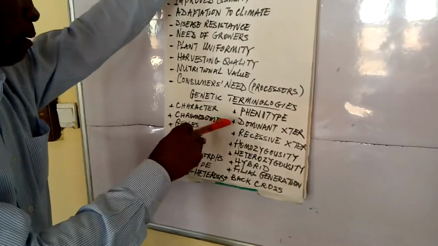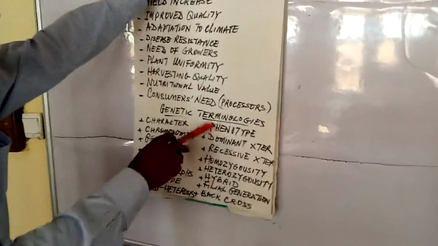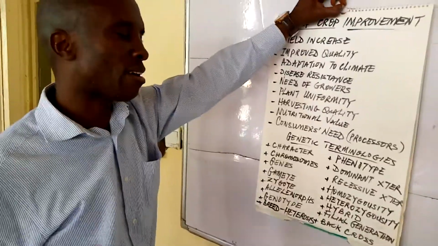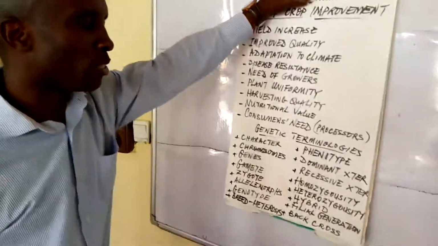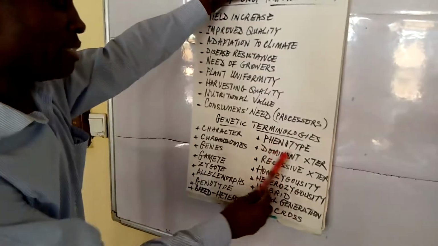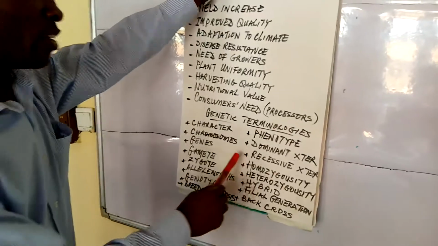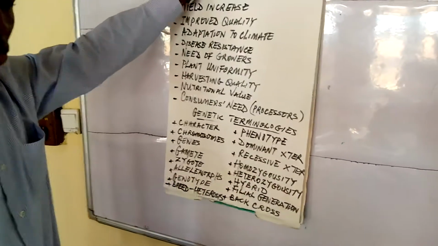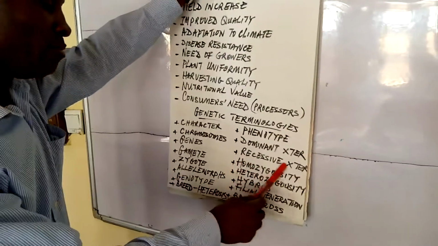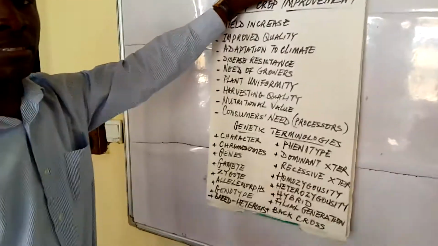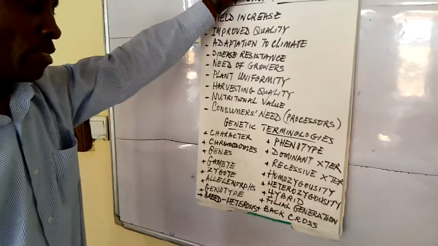Then phenotype. Phenotype is the expression of the genes of the plant, which can be seen. A dominant character is a character that expresses itself in the presence of two genes. It's called a dominant character. It dominates the other gene. That other gene is called recessive gene. Recessive gene is a gene that cannot express itself in the presence of another gene.